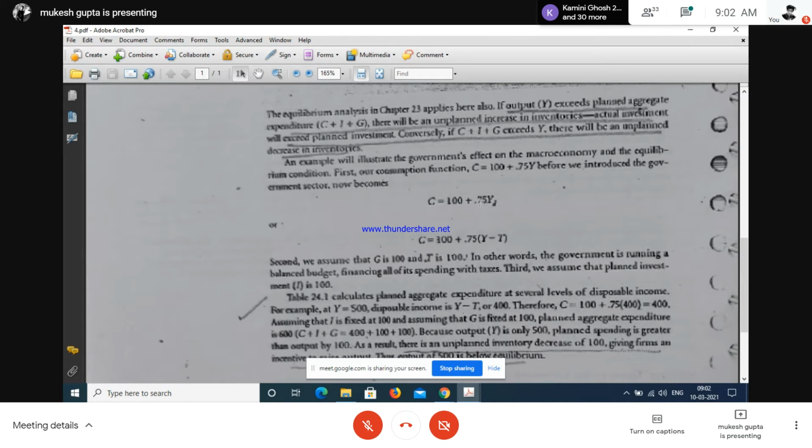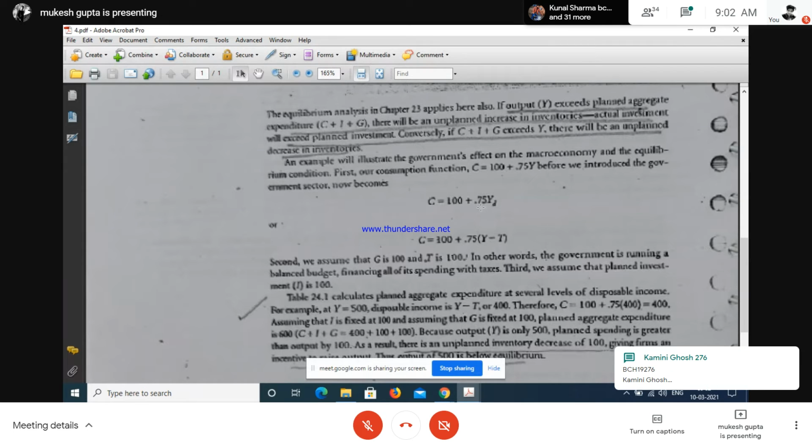And so 0.75 represents that if disposable income increases by 1 rupee, then the consumption expenditure will also increase by 0.75 rupee. That's it. That's the MPC.